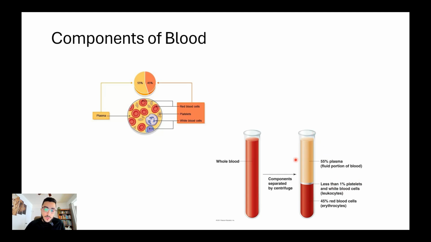Now, obviously, this is only true for a healthy person. If you are, for example, sick, the amount of white blood cells will probably increase in your body, and so that means it will increase in your blood. Also, if you have poor fluid balance, this will decrease or increase depending on which side you're on. And so this is not set in stone, but in general, this is the distribution.